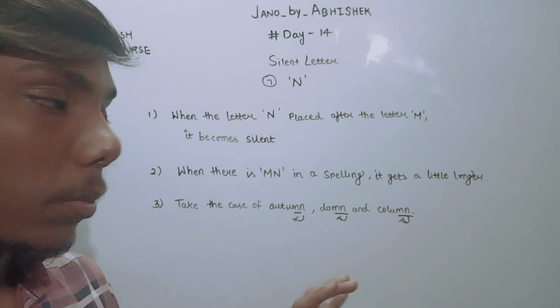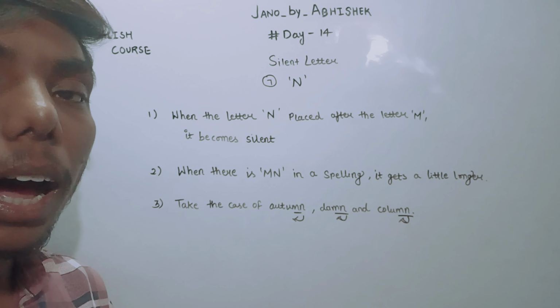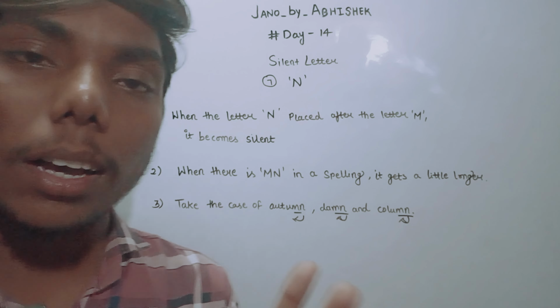That buzzing sound is coming just because of this N. This N letter is helping us in stretching the word. It is silent, but it is elongating the word. That is why we are pronouncing autumn, damn, column, with a buzzing sound at the end. It is just because of this N. It is silent, but it helps us in the stretching of the word.